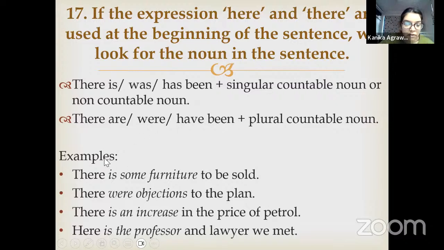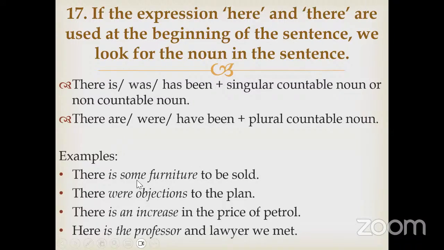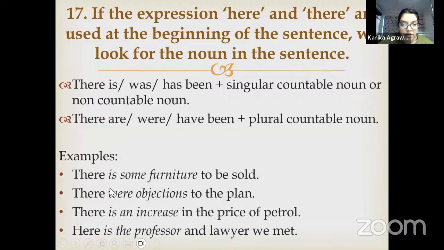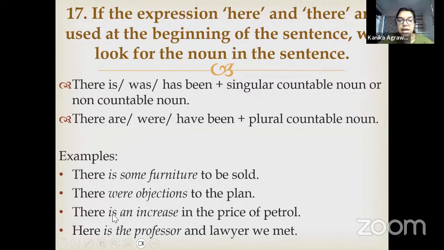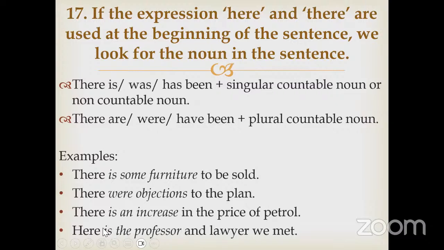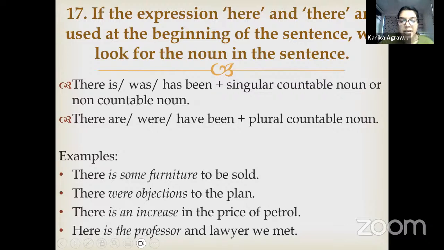Okay. For example, there is some furniture to be sold. There were objections, plural. There is an increase in the price of petrol. Here is the professor and lawyer. Could have been are. Here are the professors and lawyers.